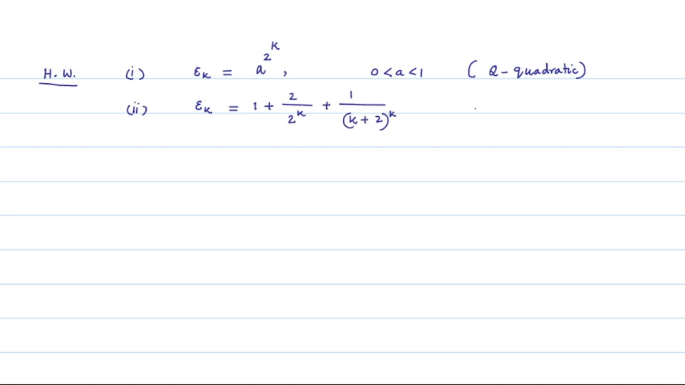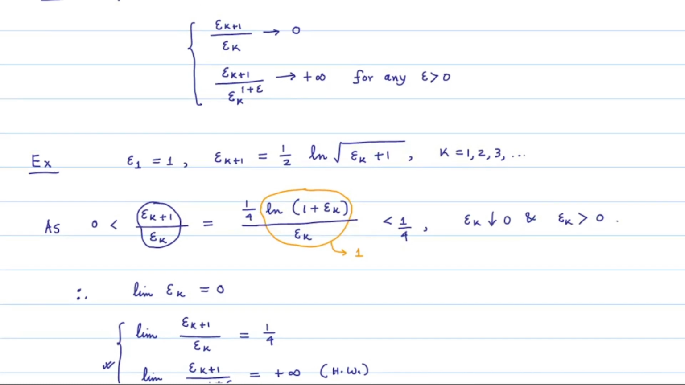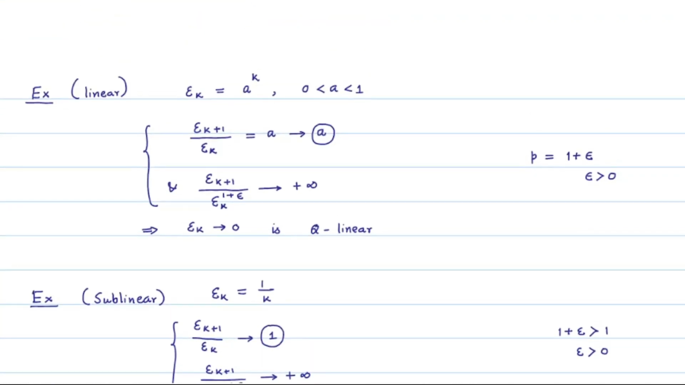Now let me give you two homework problems to identify q convergence order. Find q convergence order of the sequence epsilon k equal to a to the power 2 to the power k, where a is some fraction in between 0 and 1. You can find that this convergence of epsilon k to 0 is q quadratic. Also find the q convergence order of the sequence epsilon k given by 1 plus 2 upon 2 to the power k plus 1 divided by k plus 2 to the power k. You will find that this convergence of epsilon k to 0 is q linear with asymptotic error constant equal to 0.5.